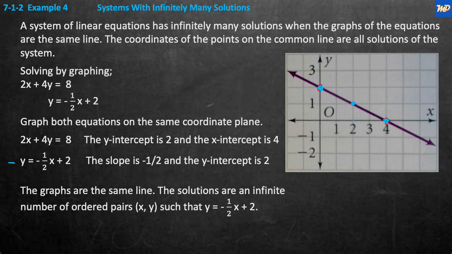And you see that the dots are the same. So the graphs are the same line. Solutions are an infinite number of ordered pairs x, y such that y equals negative 1/2 x plus 2. So as you see, any dot along this line, any one you pick, how about this one here? That would be a solution to the system. They're all applicable. Every point is a solution. So there's an infinite number of solutions.